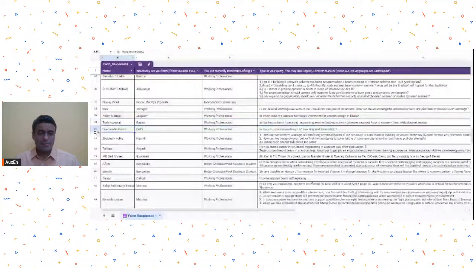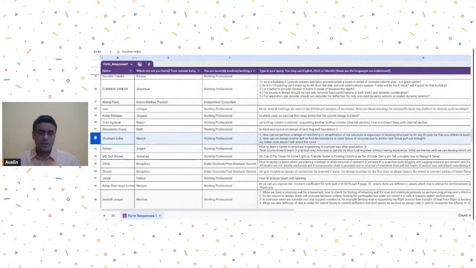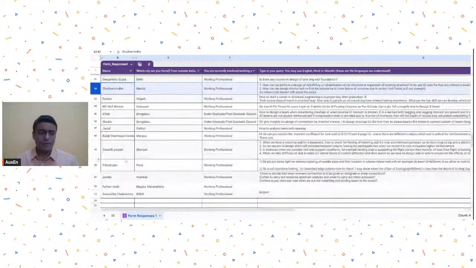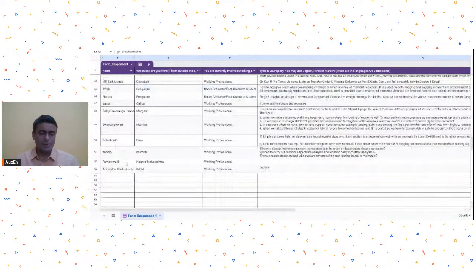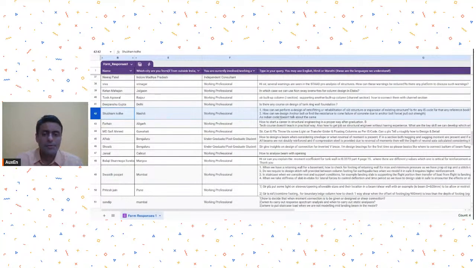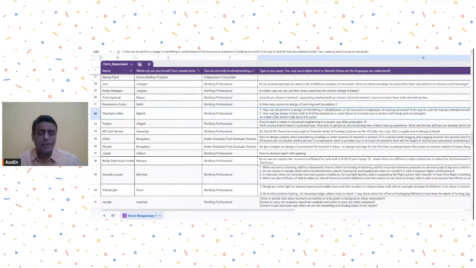Mr. Dipanshu Gupta is asking, is there any course on design of tank ring wall foundation? No. We have done a course on liquid retaining structures, but not on that. I mean, you cannot expect courses on such specific topics, isn't it? Right. Next set of questions.